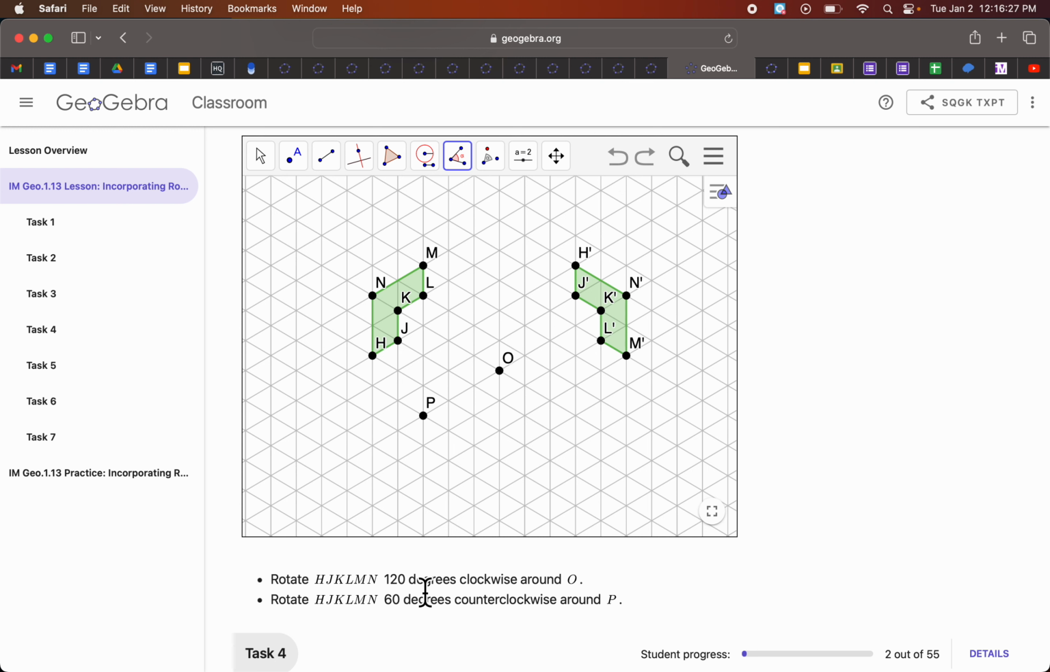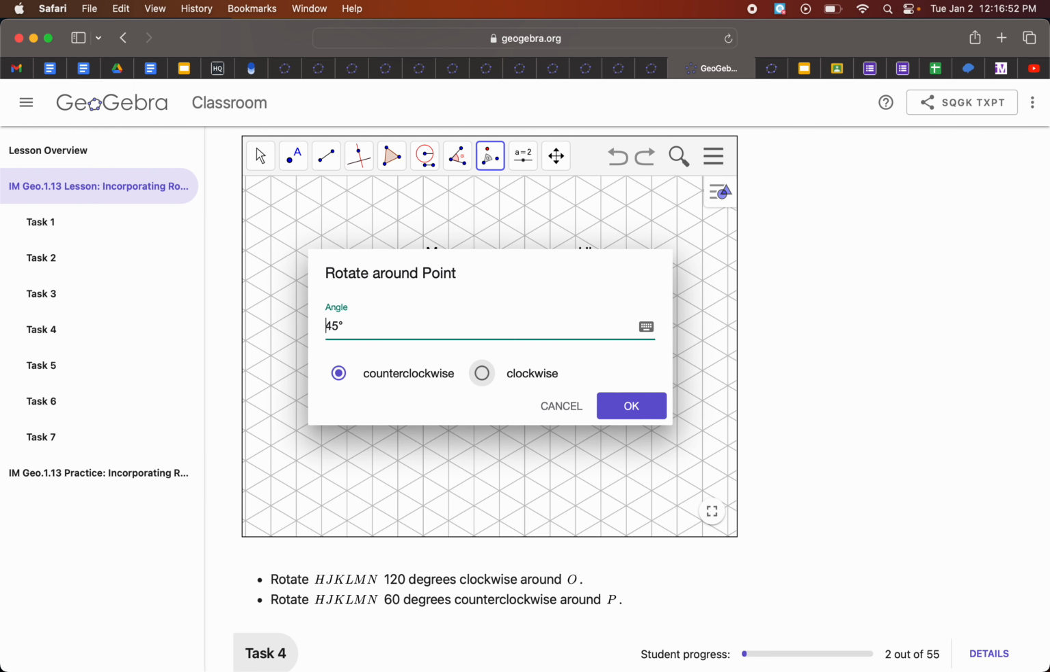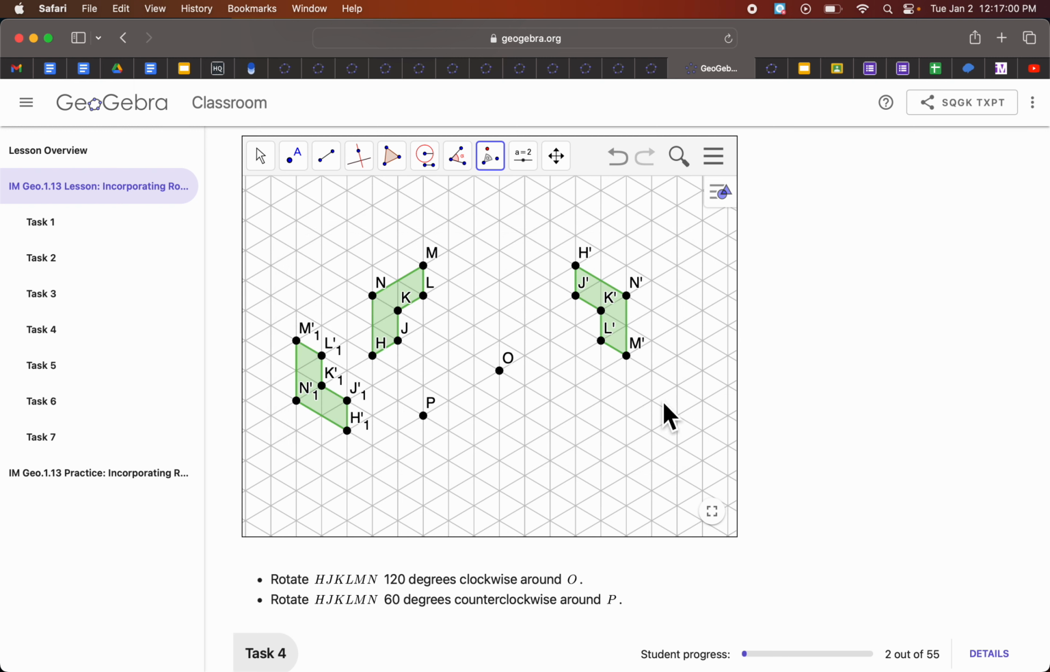All right, now it says rotate H, J, K, L, M, N 60 degrees counterclockwise around P. So this is the same thing, but 60 degrees counterclockwise. I'm going to be careful with this. I've got to switch over here and select my rotate around a point tool. I select that object. I pick P as my center, and this time it says 60 degrees counterclockwise. I already have that set, and hit OK. All right, great. So it's rotated there.